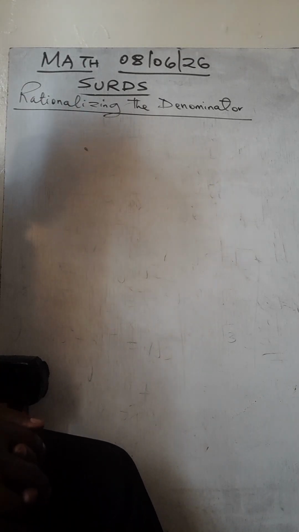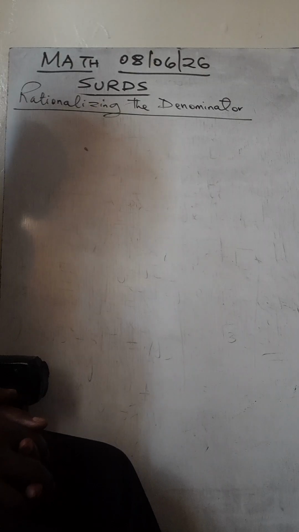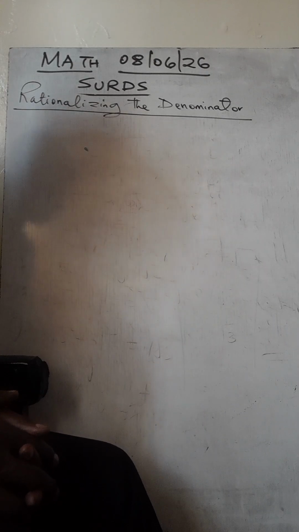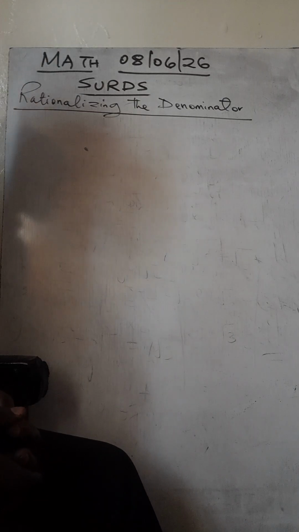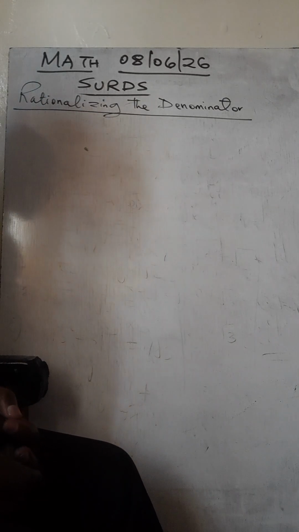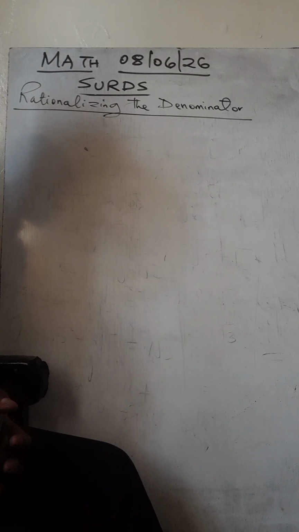In the previous video, we talked about a small introduction to surds. I told you what surds mean, and I gave you a few concepts under that. The remaining concept, I think, is rationalization of the denominator. So without wasting much time, I will tell you the meaning of rationalizing, and I give you a few examples.